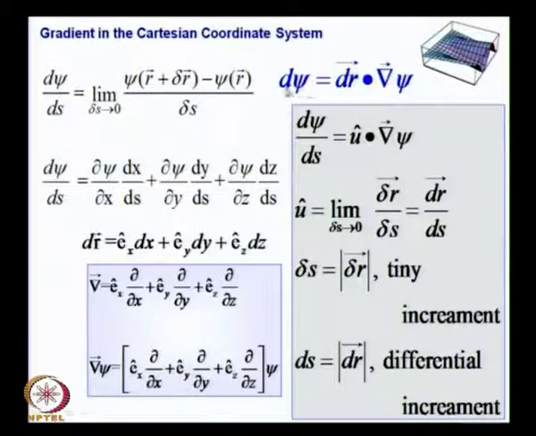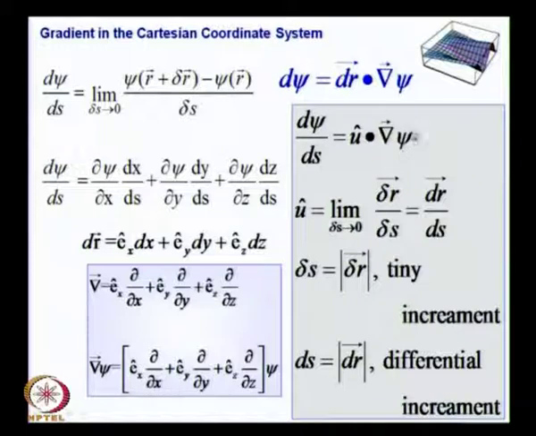If you divide both of these quantities by delta s and take the limit delta s going to 0, dr by ds will give you a unit vector in the direction of the displacement vector, and delta psi by delta s in the limit gives you the directional derivative d psi by ds. Now, this gives us a definition of the gradient. The gradient of a scalar function is such a vector whose component in any direction gives you the directional derivative in that direction.